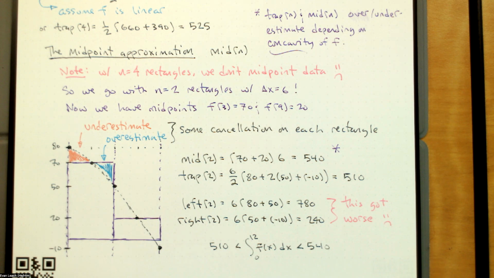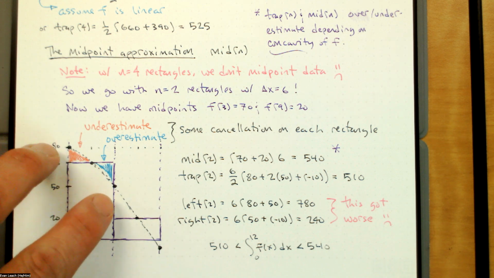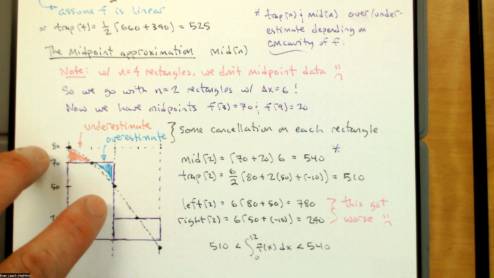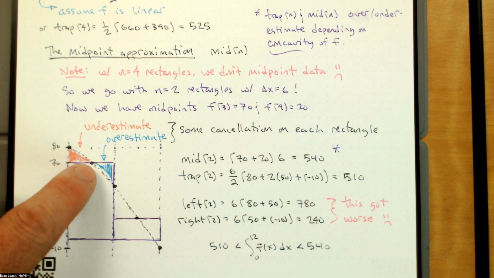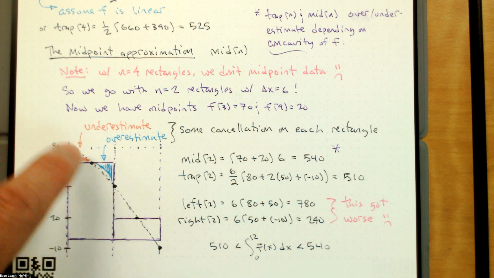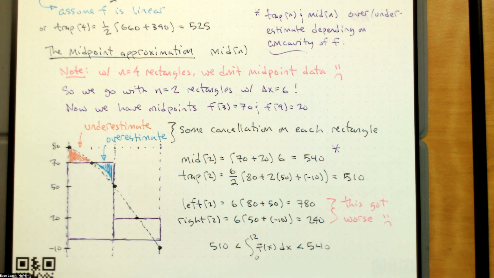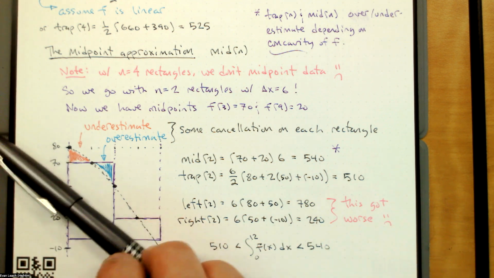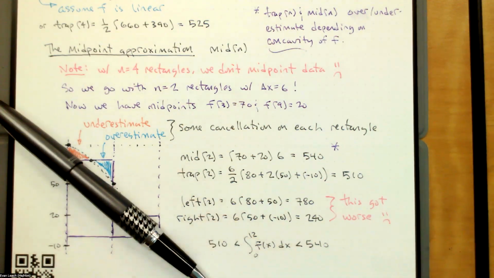The other way you could look at it is we could draw a line from 80 to 50. Remember, not 80 to 70, but 80 to 50. Because the function is concave down, the line from 80 to 50 is going to pass underneath the midpoint of a concave down function. And so the trapezoidal rule for a concave down function will underestimate the actual area.